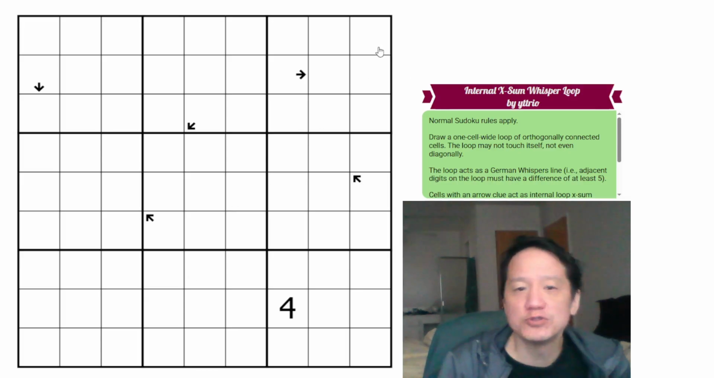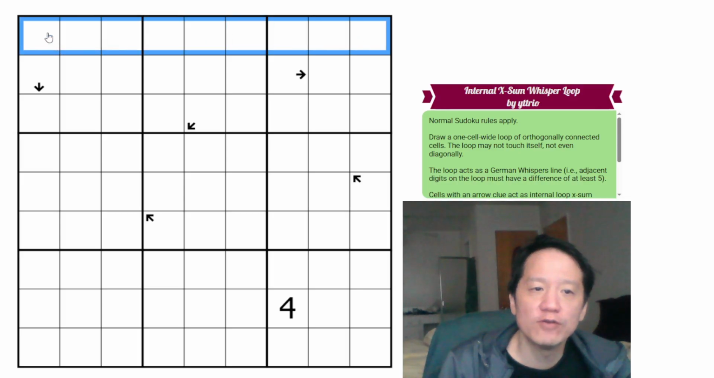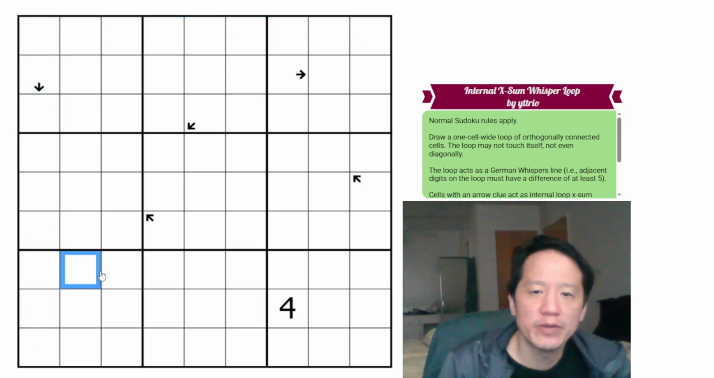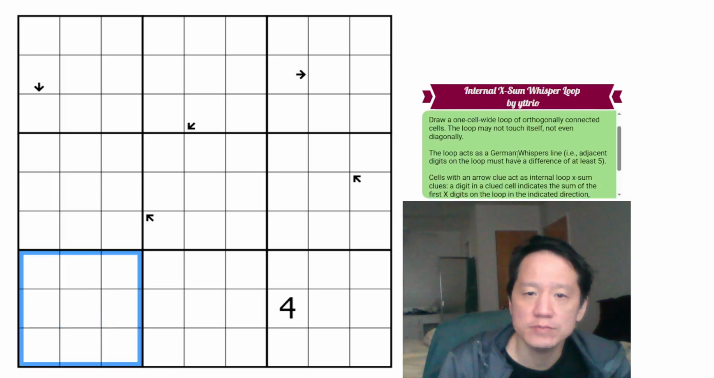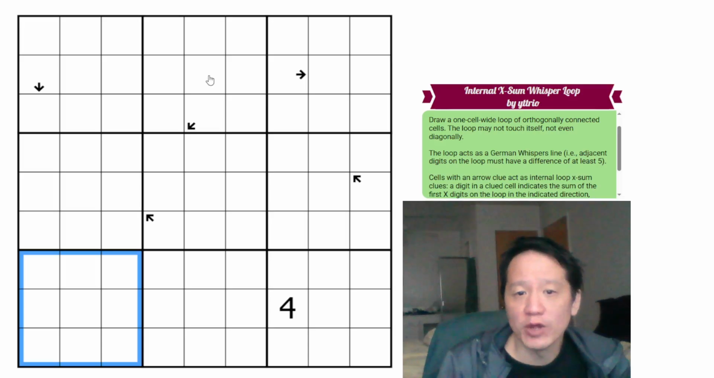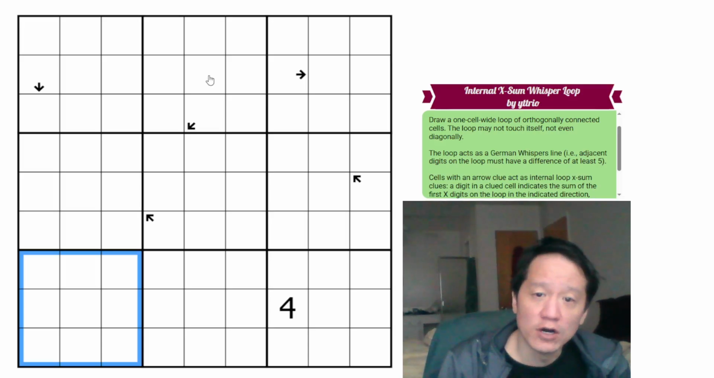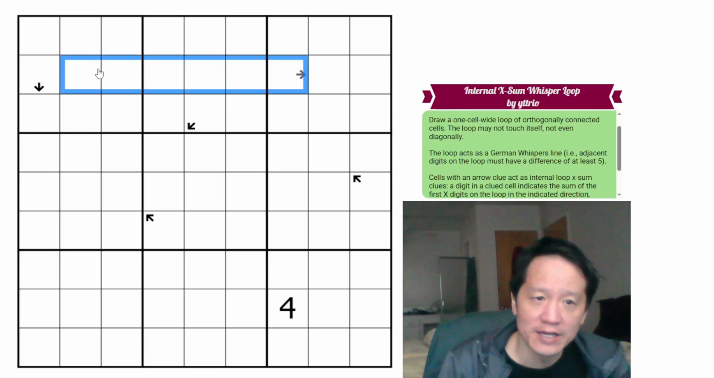Normal Sudoku rules apply, which means fill every row, column, and box with the digits 1 through 9 without repeats. Next, we have to draw a one cell wide loop of orthogonally connected cells. The loop may not touch itself, not even diagonally.